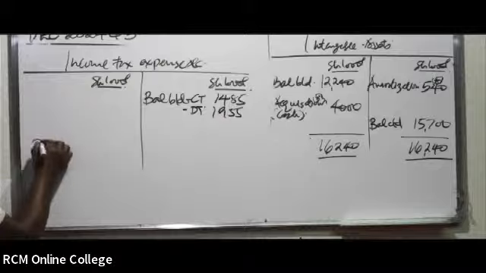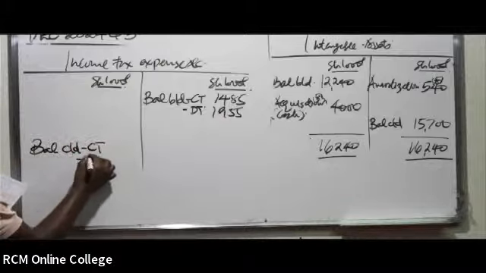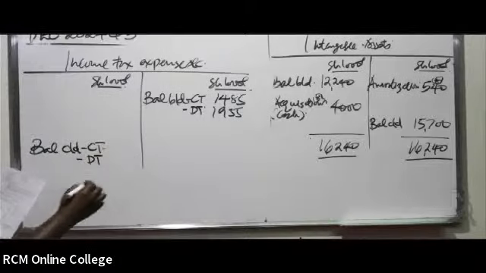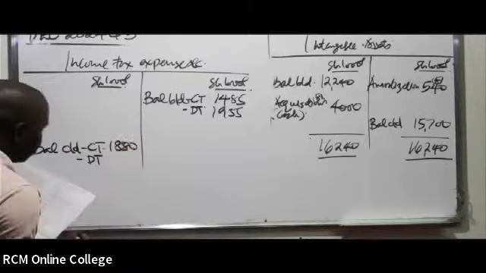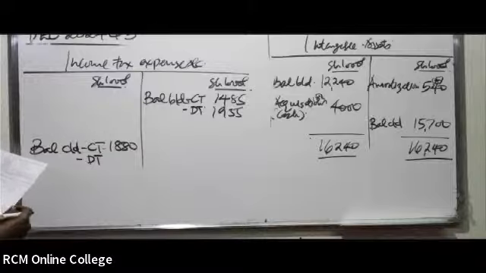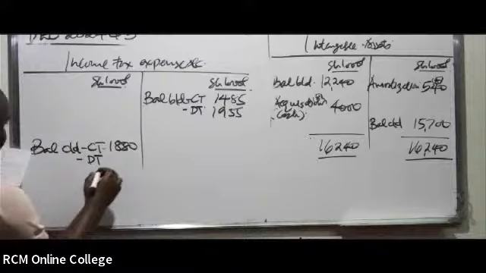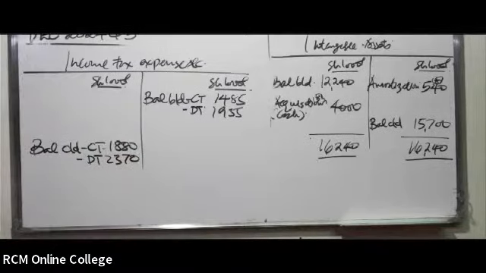So we have the balance carried down at the end. We have CT and DT. For CT at the end, you have a figure of 1880. Then for DT, you have 2370. So that's what you're having there.